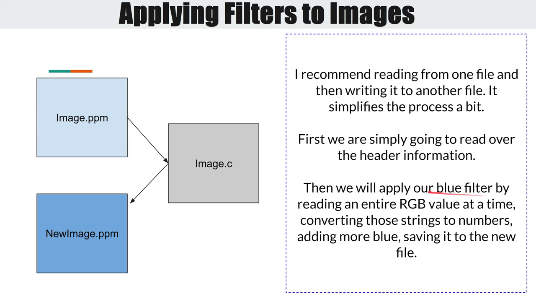Now we will be applying our blue filter. I'm choosing to use blue, but we could do this many different ways. We're going to pull all the RGB values and convert just the blue. In order to do this, when we pull stuff from a file, it's more of a string. It's text. It's not an int. So we're going to convert that string to an actual integer so we can just add a number to it and then save it back to the file. Of course, we could do much bigger stuff than blue, but that's for you to expand upon.